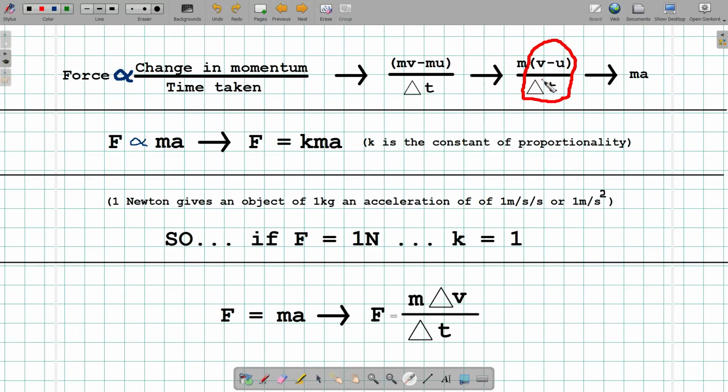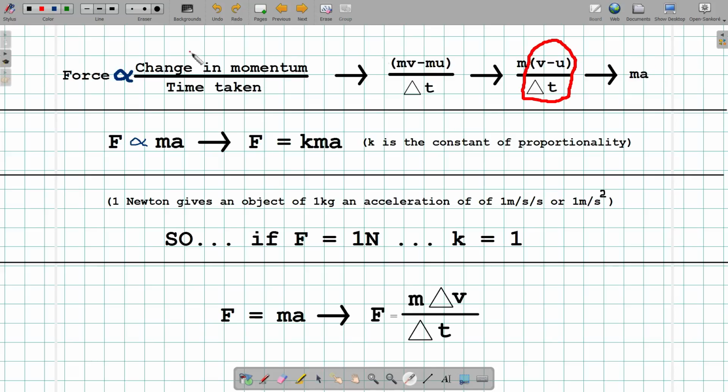So delta v over delta t, as you know from GCSE and possibly earlier in the year, is quite well known. Delta v over delta t is acceleration. If you didn't know that, now you do. So that simplifies down to a, which is acceleration, and so we get ma, mass times acceleration, is the same as the change in momentum over the time taken, because it just simplifies down to that.